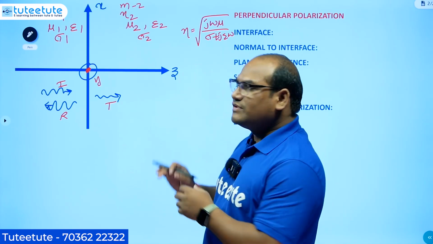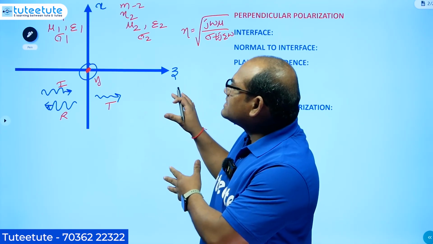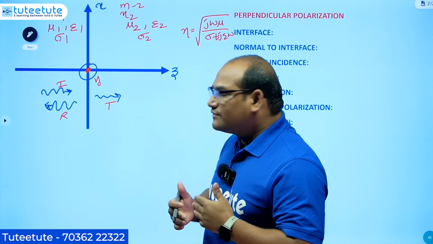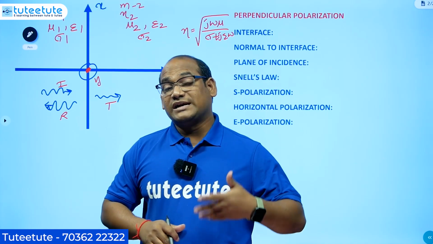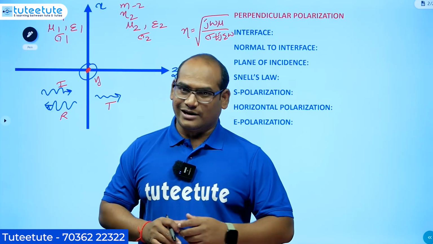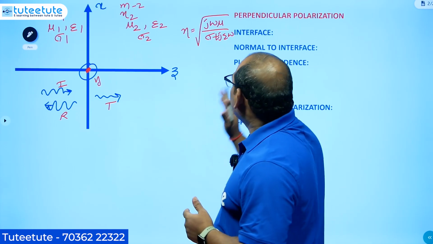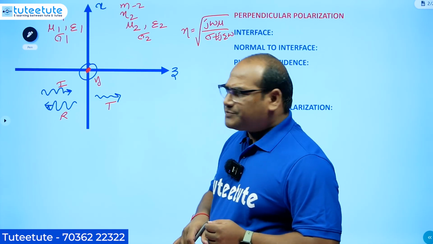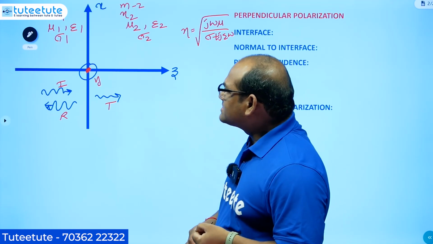Okay, these things we have already seen in the case of normal incidence, but particularly in the case of oblique incidence, we are going to work with perpendicular polarization and parallel polarization. What that is about, we are going to see in detail now. So now we are going to deal with oblique incidence only. What is the meaning of oblique incidence?